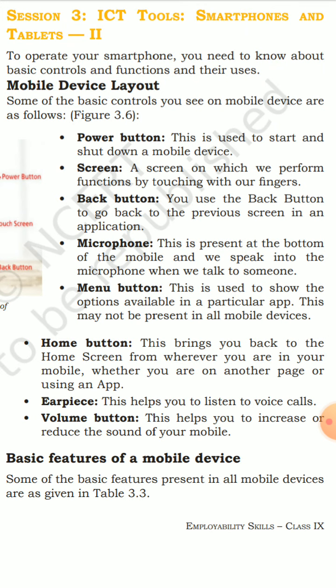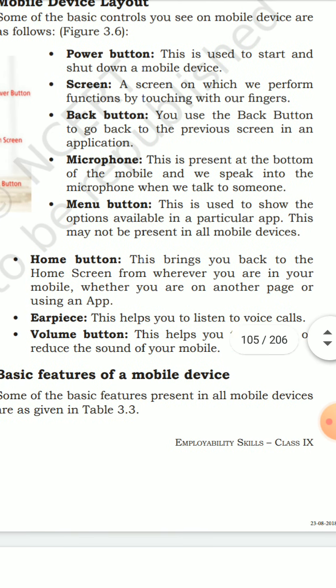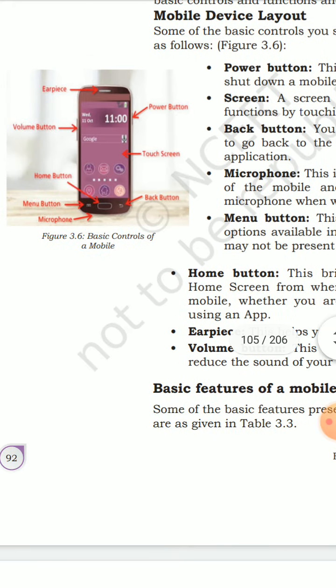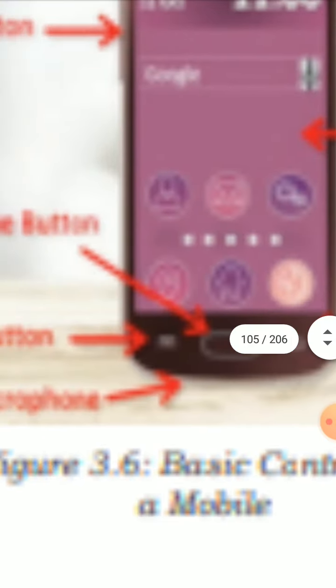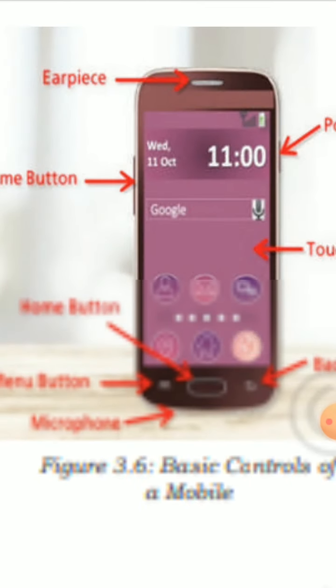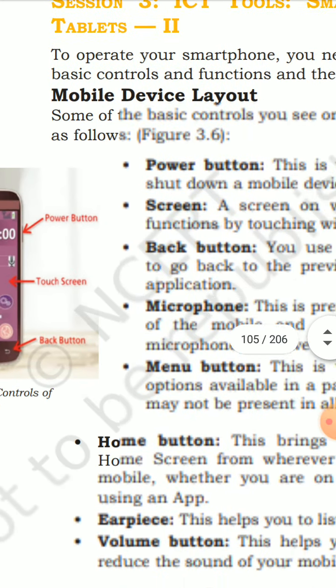And the menu button, this is used to show the options available in a particular app. This may not be present in all mobiles. So you can see here, students, the menu button is showing here. I can show you here. You can see this type of menu button, not in all mobile phones, but in place of this particular menu button we can use another shortcut.